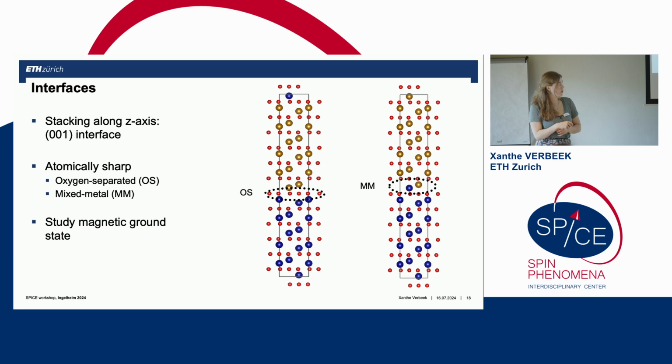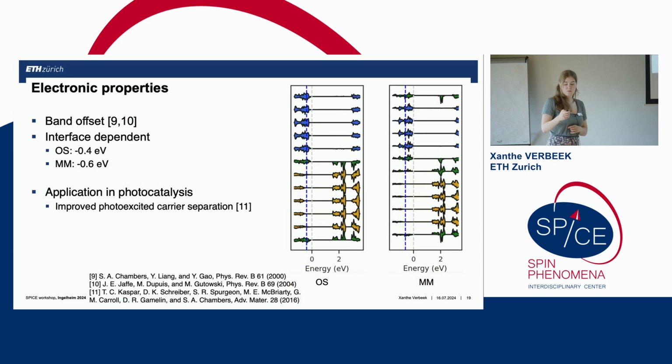And one which we call the mixed metal interface, where we have this buckled layer of chromium and iron ions separating the two environments. And we wanted to study the magnetic ground state. The reason we chose specifically this interface is because it had been studied, both theoretically and experimentally before, so we know that this interface can actually be grown, but also because it has some interesting electronic properties.